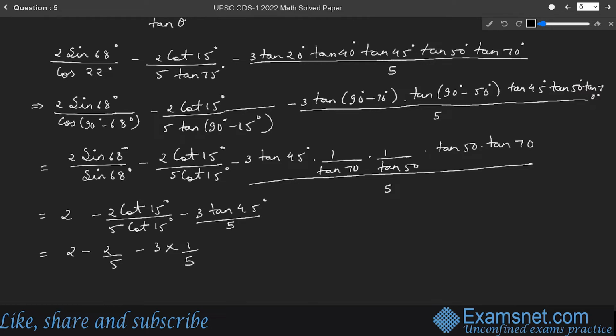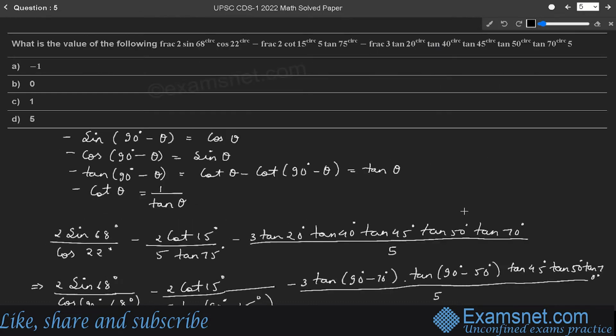And here in this step, tan 70 and tan 70 will be cancelled, and tan 50 and tan 50 will also be cancelled. So the remaining term is only 3 tan 45 upon 5. On further solving this, we will get 2 minus 5 upon 5, which will be 2 minus 1, which gives 1. So we can say that the correct value for this given trigonometric expression is 1. So the correct option for this question is option C. I hope this question is clear to you.